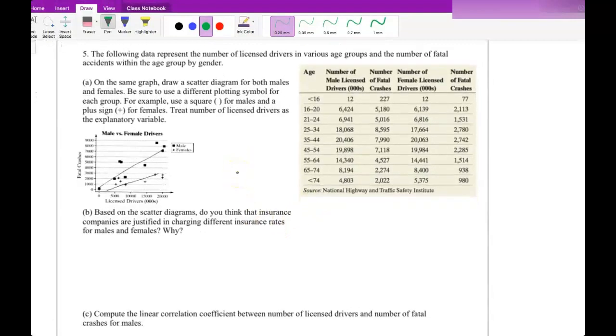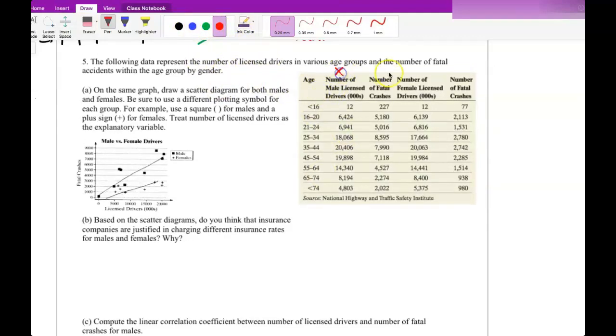Okay, now example number 5. The following data represent the number of licensed drivers in various age groups and the number of fatal accidents within the age group by gender. So these two columns are for males, and this column and this column are for females. Here this is X, here is Y. Here again we have X and Y. So this is the explanatory variable for males and the response variable for males. And this part, X and Y, belongs to the group for females.